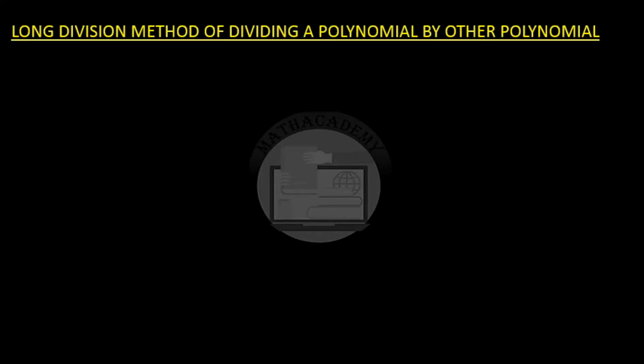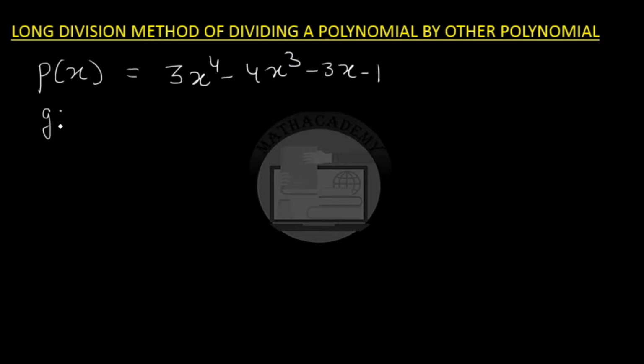So let us take an example in which the polynomial, which is your dividend, has some missing terms. Some powers of x are missing. Let us see what we mean by that. Suppose we have a polynomial p of x as 3x to the power 4 minus 4x cube minus 3x minus 1, and we have another polynomial g of x as, say, x minus 1. And we have to perform the division operation p(x) divided by g(x).